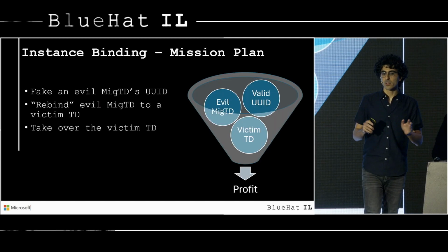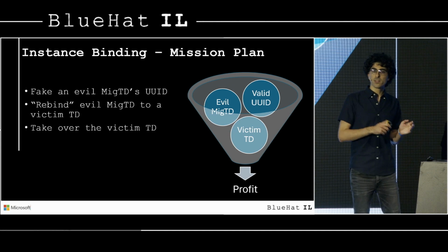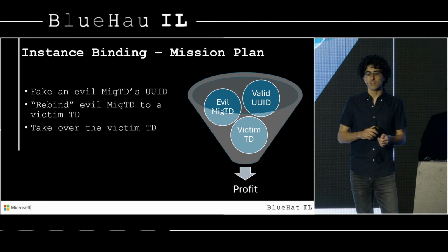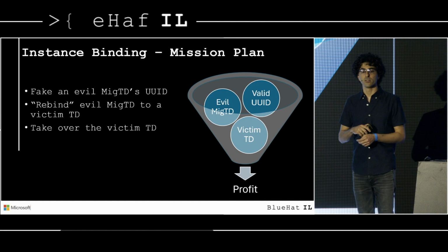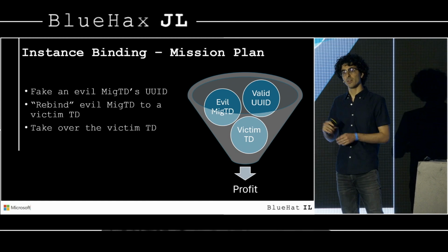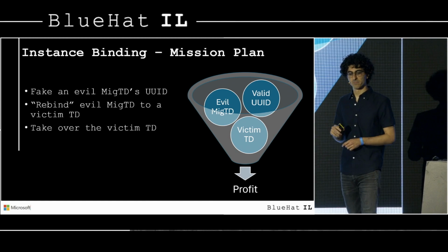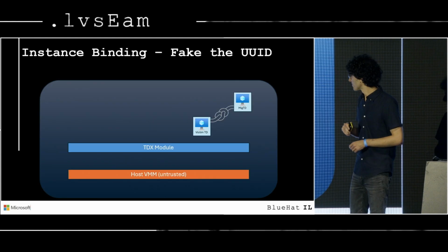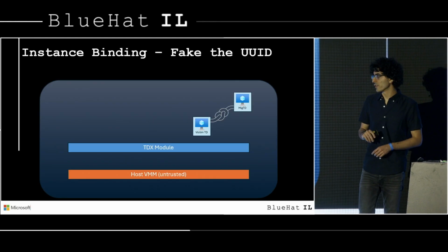Okay, so we've got some plan here. We take an evil migration TD and fake its UUID. We rebind that migration TD to the victim TD and take over the TD. Let's see the flow. Again, TDX platform.